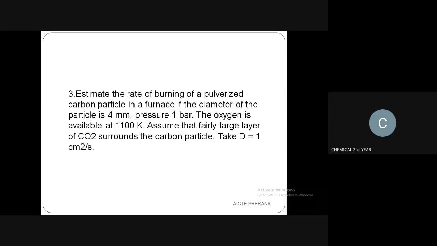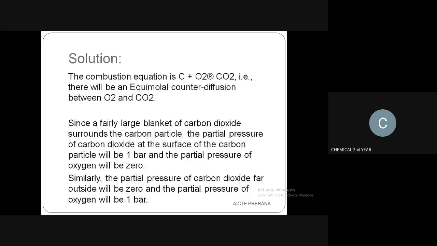The diameter will be taken as 1 centimeter square per second. Now the combustion. Combustion means nothing but the burning. Burning of carbon is known as the combustion. The combustion equation is C plus O2 gives CO2. That means there will be an equimolar counter diffusion between O2 and CO2.